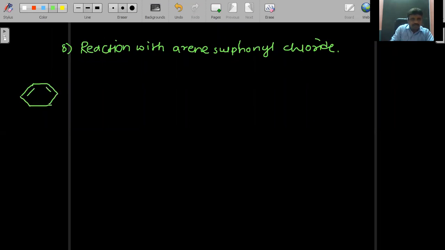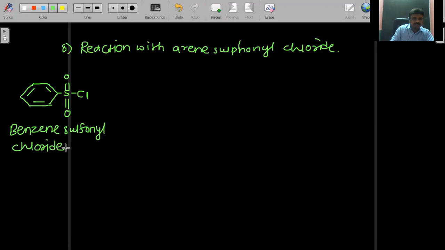Double bond, double bond, double bond. Okay. So arene sulfonyl means S double bond O, double bond O, and bond Cl. This is known as benzene sulfonyl chloride. Name of this compound is benzene sulfonyl chloride. This benzene sulfonyl chloride reacts with primary amine.